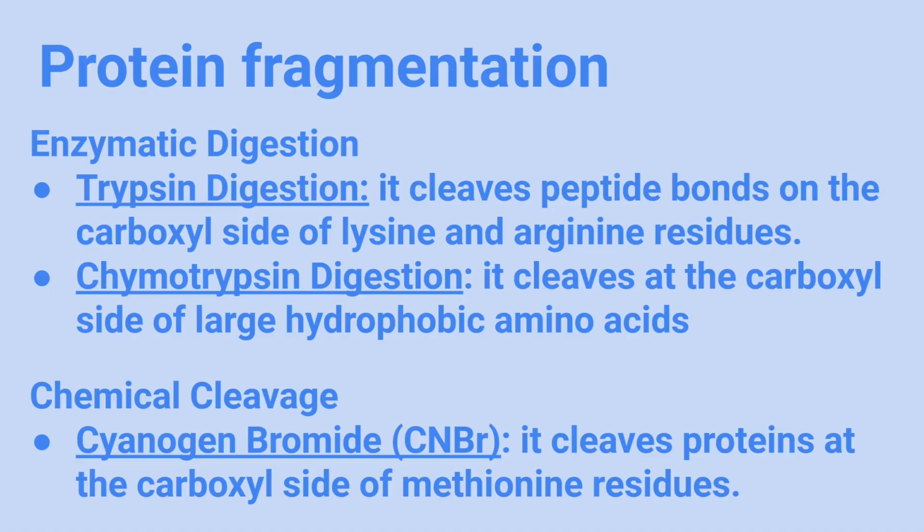Then we also have chemical cleavage, with the example of cyanogen bromide, CNBr. It is a chemical reagent that cleaves proteins at the carboxyl side of methionine residues. This method is useful for proteins containing multiple methionine residues.